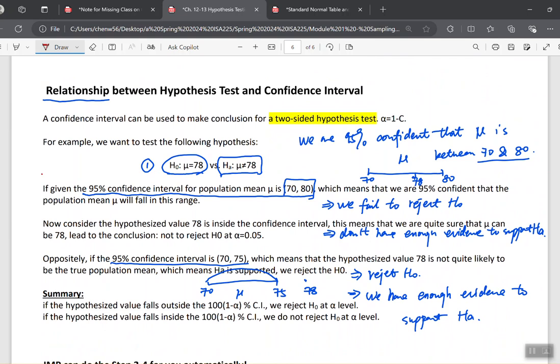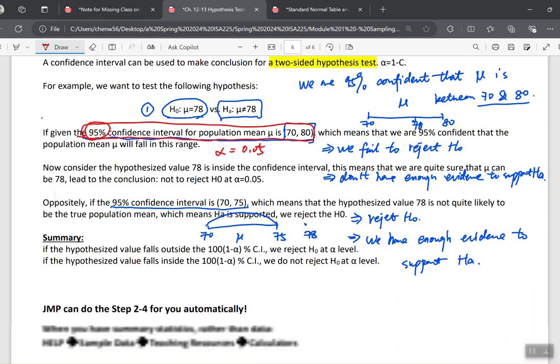So in this case, what is my alpha in this example? What is my alpha? We say, when we talk about alpha, alpha is kind of the error rate, right? So in this case, if this confidence interval is a 95% confidence interval, that means your alpha will be 0.05. We set the standard as alpha equals 0.05.